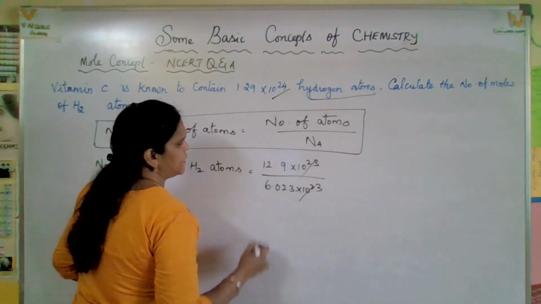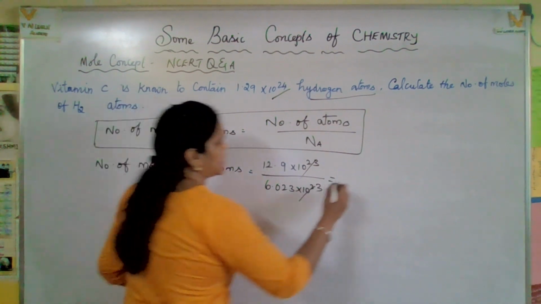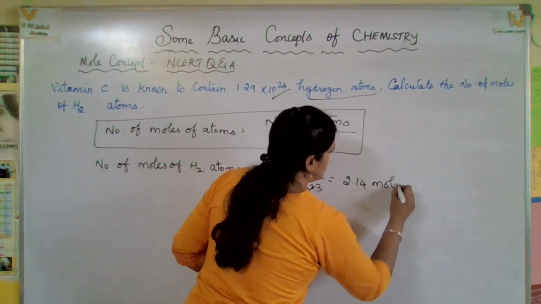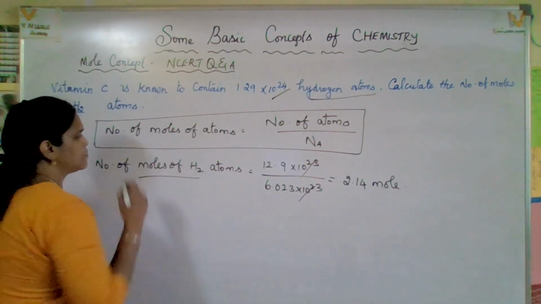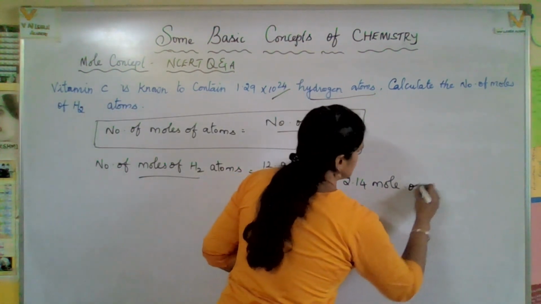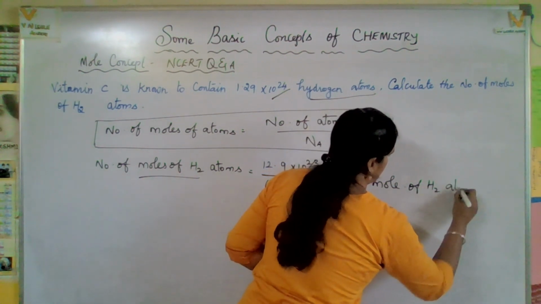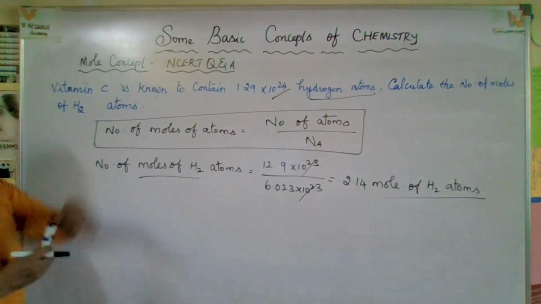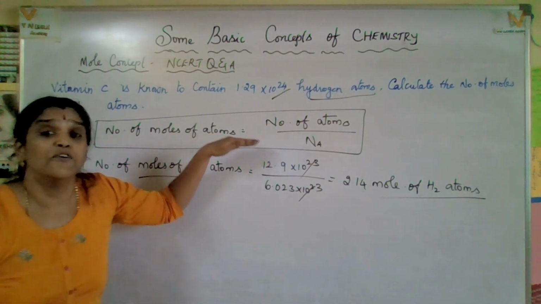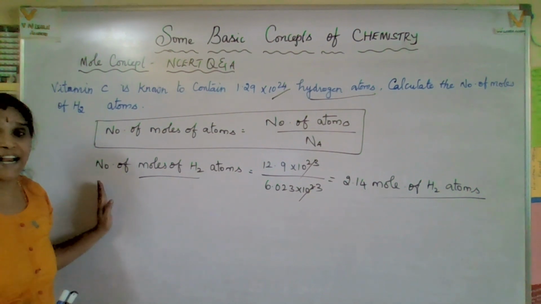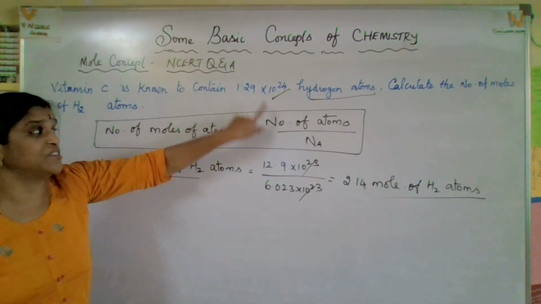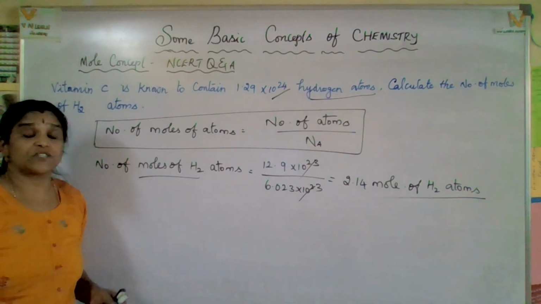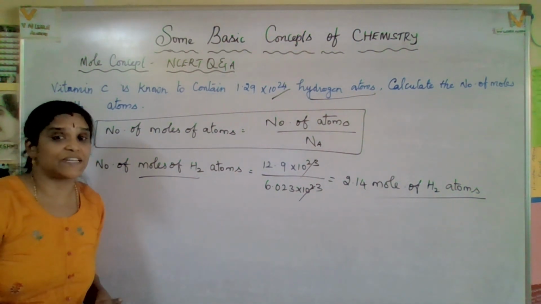Yes, this and this will be cancelled. So what is the answer you will get? Here you will get 2.14 moles of hydrogen atoms. Hope you're clear with this question. This is so simple if you know the formula. I hope you got an idea of how I changed this to make the calculation easy. Yes? Okay, now let us go for some more important and interesting questions.